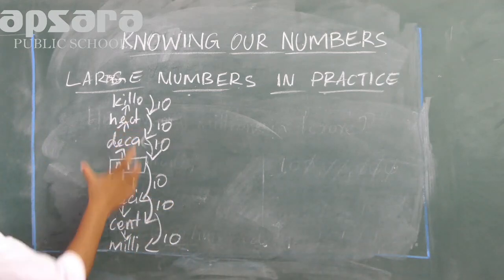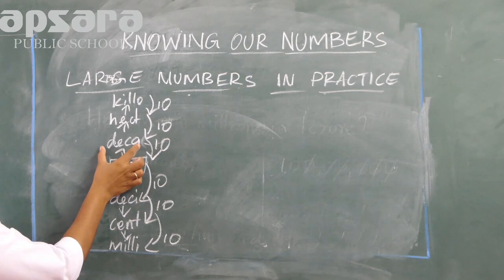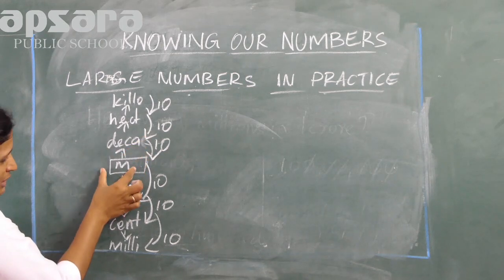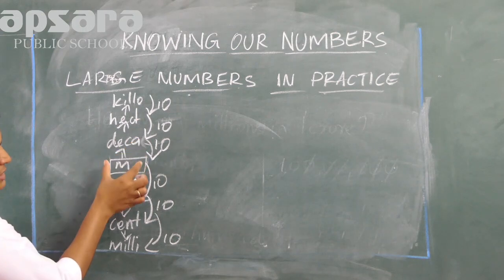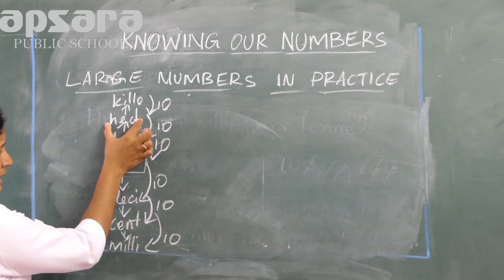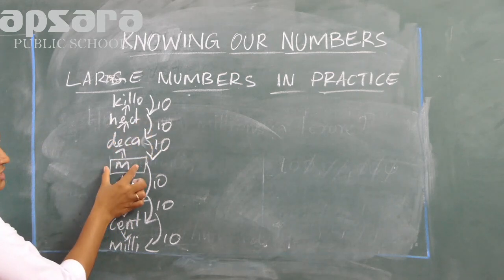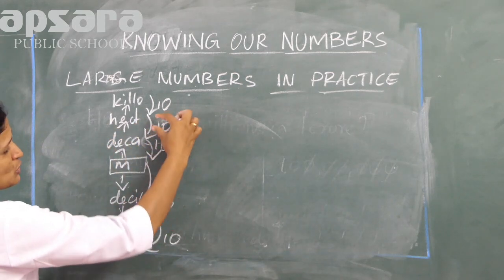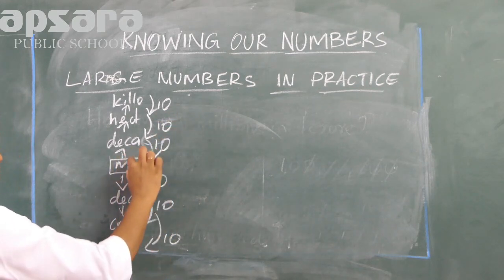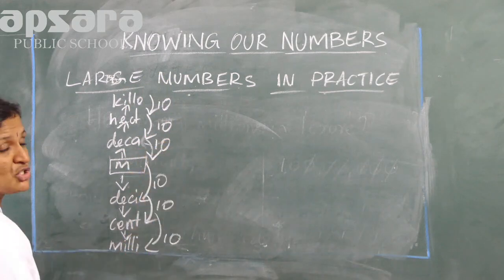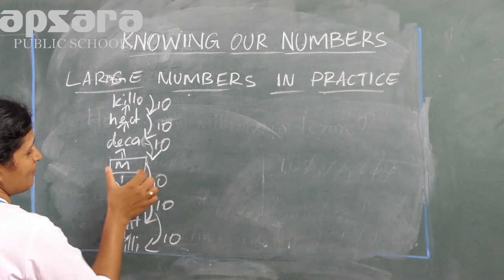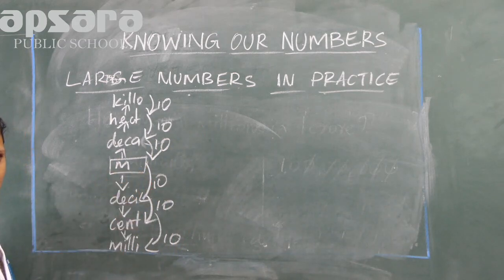Okay, now look at your meter and decameter. Decameter to meter. So 1 decameter is equal to how many meters? 10 meters. 1 hectometer is equal to how many meters? 10 into 10, 2 steps, right? 10 into 10, 100 meters. 1 kilometer is equal to how many meters? 3 steps, right? 10 into 10 into 10, 1000 meters.